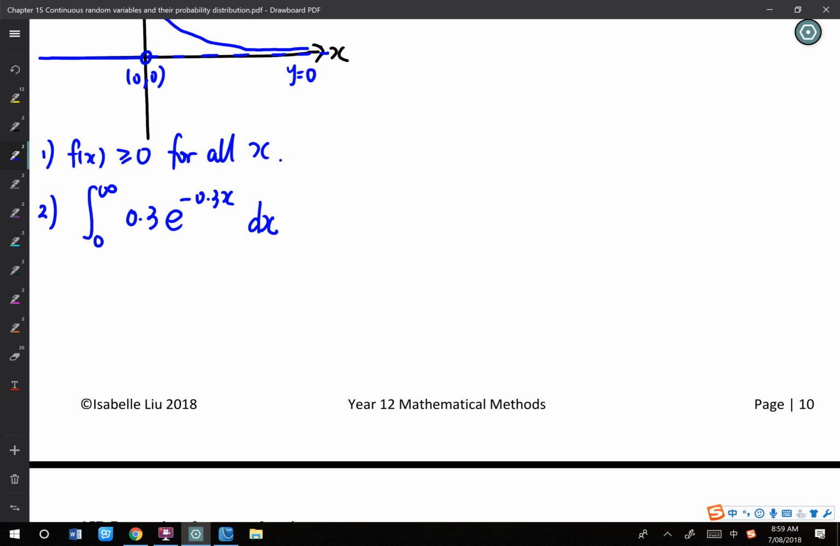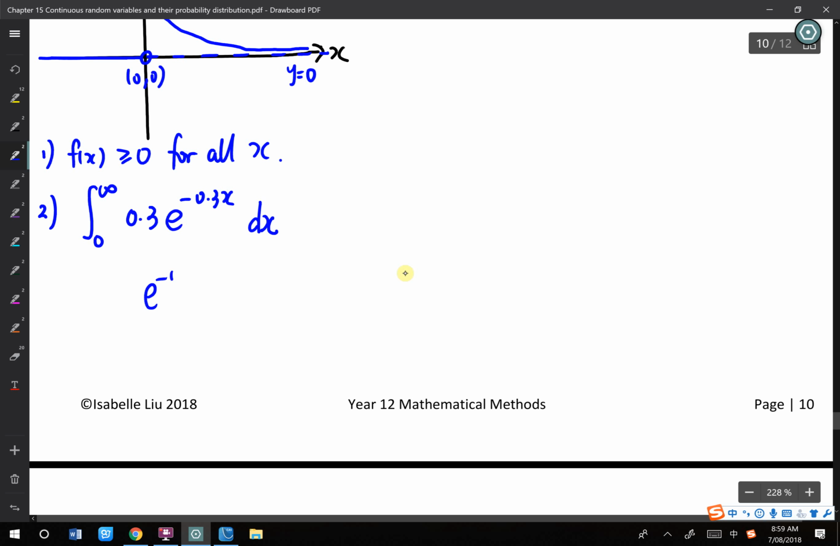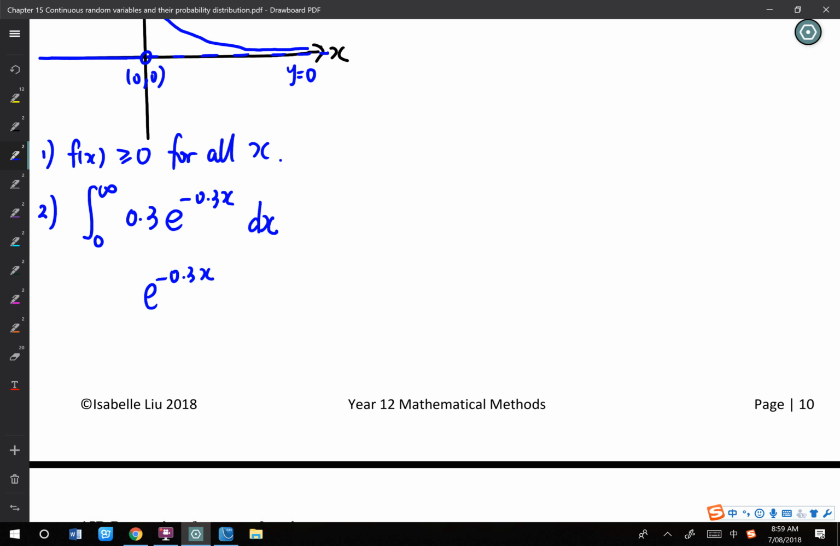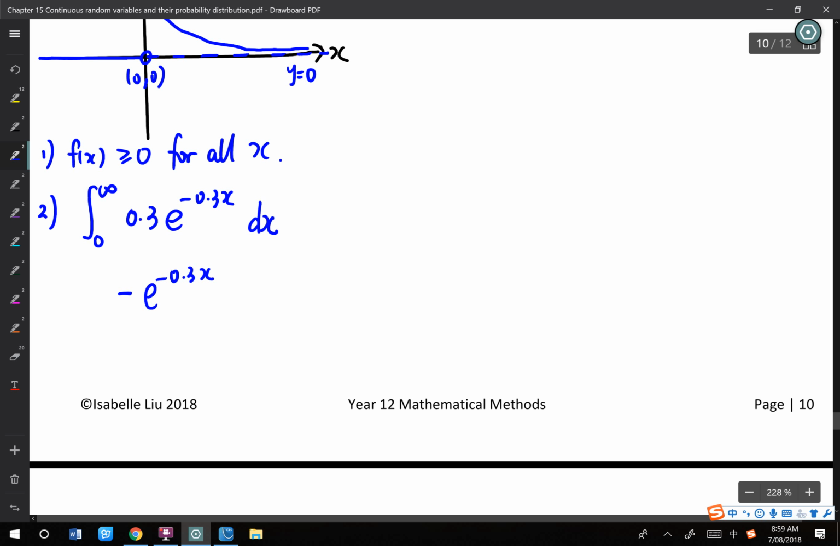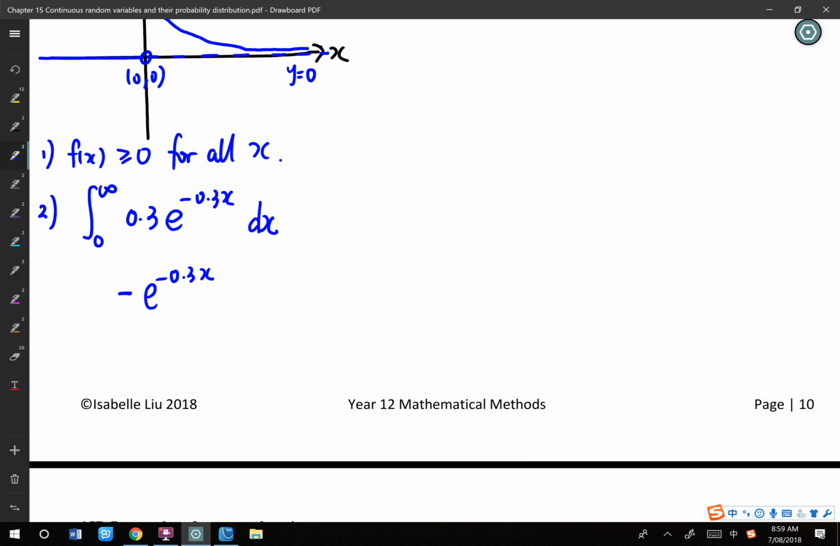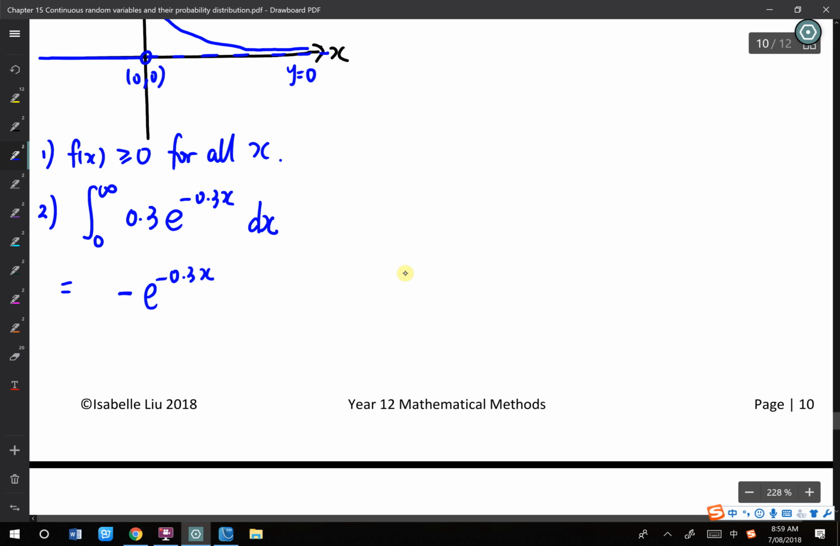What's the integral value for this one? What's the integral for that? Sure? It's not right. Missing something. Negative. Okay, you divide by negative 0.3. So you divide by a, so you divide by negative 0.3. So it's negative e to the power of negative 0.3x. So that's the antiderivative value. And I want to go from 0 to infinity.